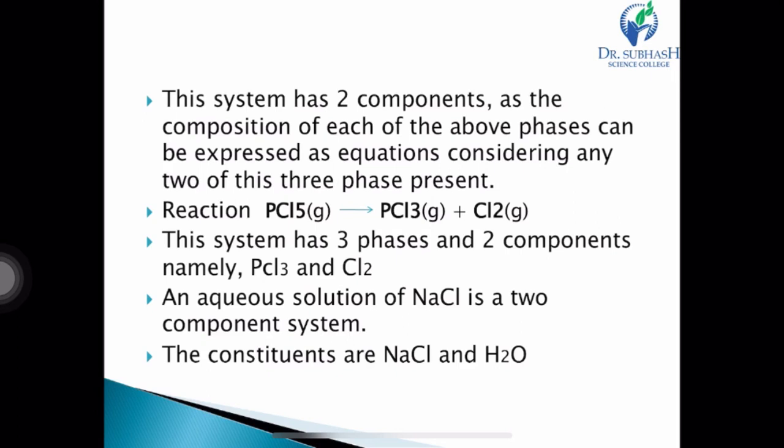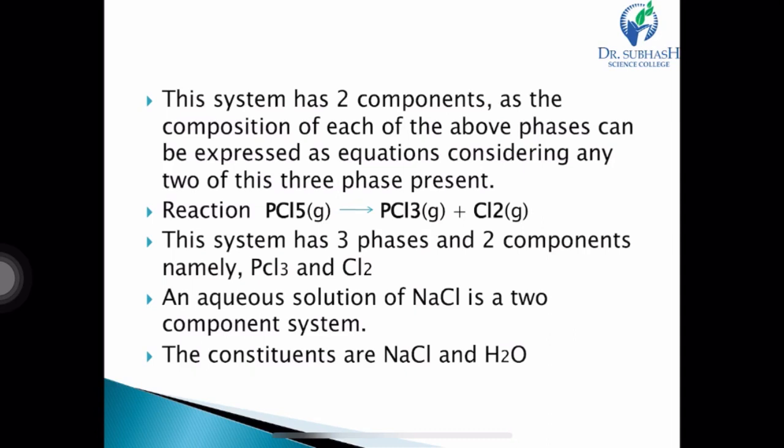Another reaction is PCl5 gives PCl3 and Cl2. This system also has three phases and two components, namely PCl3 and Cl2. Now, another reaction is PCl5 solid gives PCl3 liquid plus Cl2 gas, right? So this system has three phases and two components, namely PCl3 and Cl2, right?